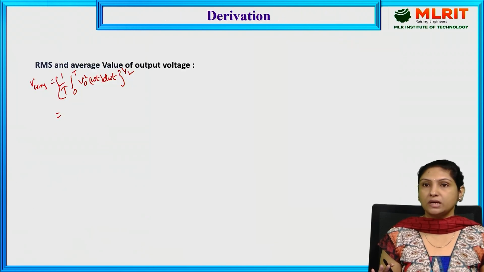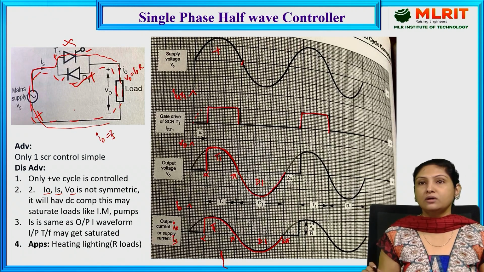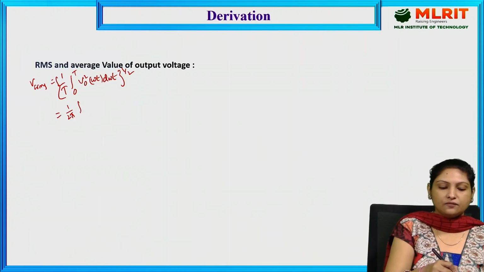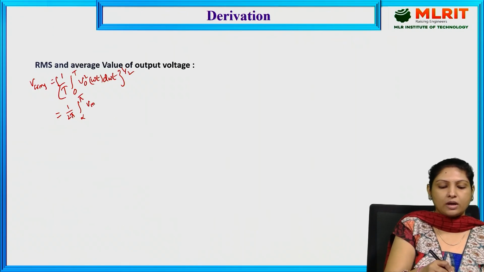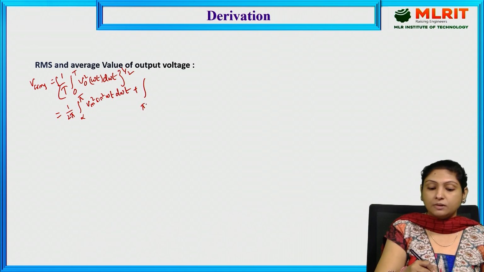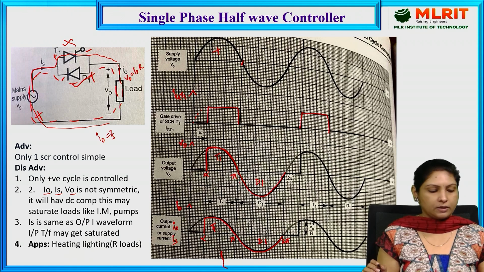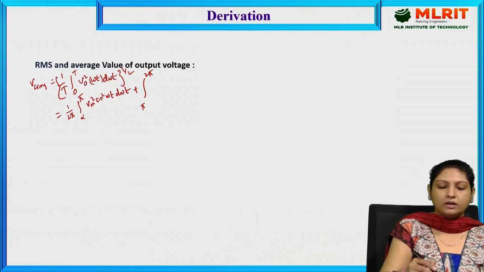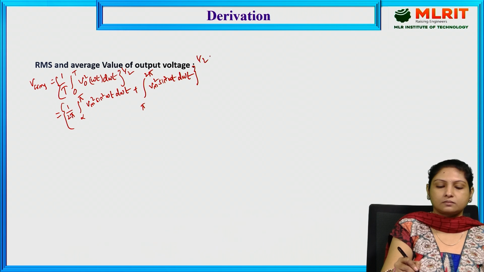That is the reason here we need to consider the time period as 2 pi, because every similar cycle is repeating for 2 pi, and it is actually conducting from alpha to pi, Vm square sine square omega T d omega T, plus it is again conducting during the negative half cycle from pi plus alpha to 2 pi, is it not? It is conducting from pi to 2 pi, and this is Vm square sine square omega T d omega T, whole to the power of 1 by 2.